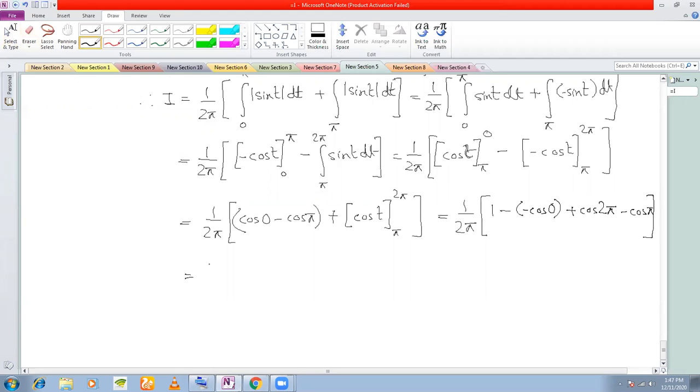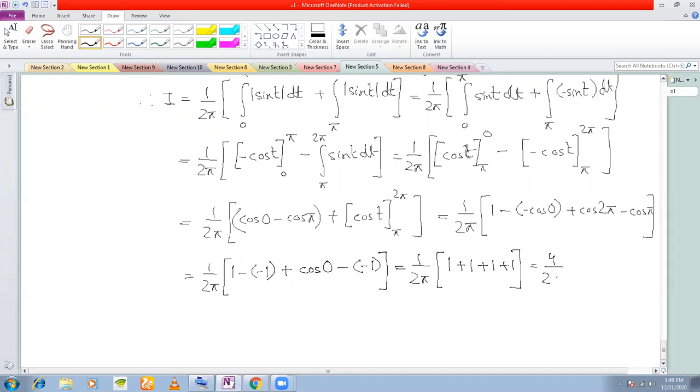So this is again 1 by 2 pi. Cos 0 is 1, so this becomes minus 1. And cos 2 pi is cos of 2 pi minus 0, that means simply cos 0, which is 1. And again cos pi is minus 1. So this becomes 1 by 2 pi times 1 plus 1 plus 1 plus 1, that means 4 by 2 pi, that means 2 by pi. So that is your answer.